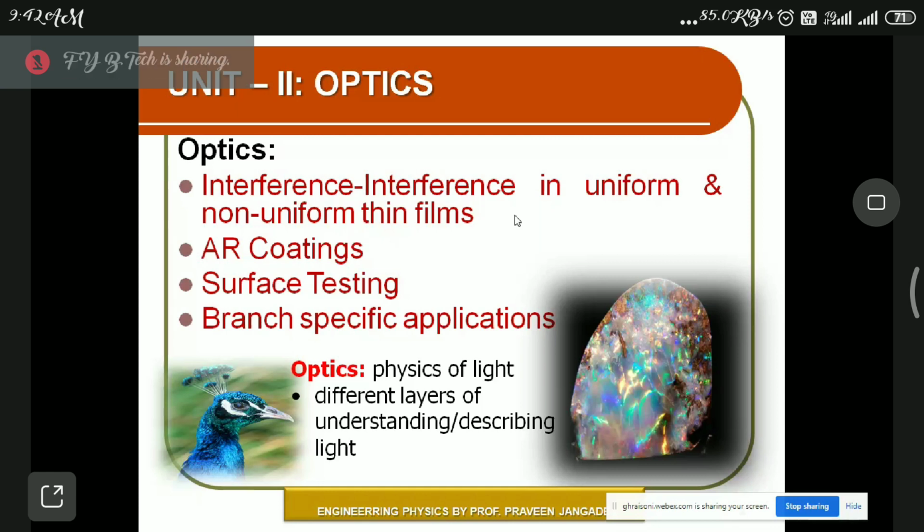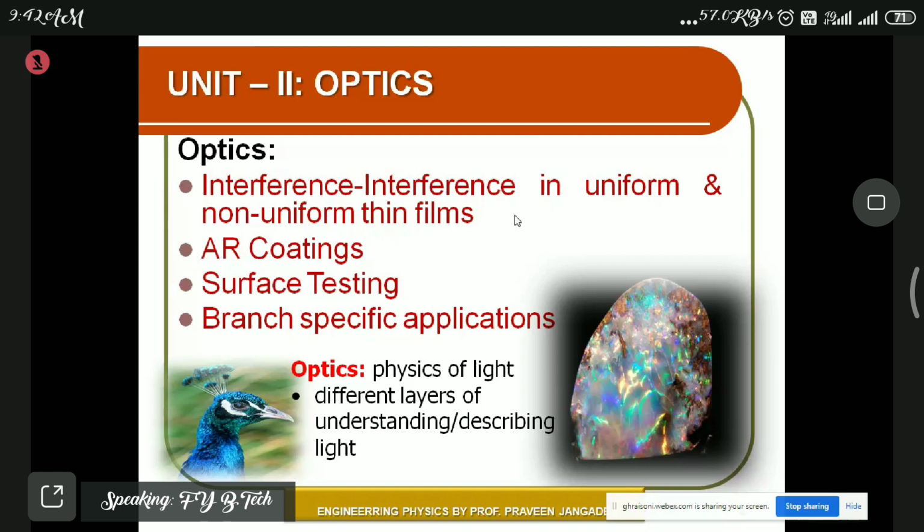Now you can see this slide, the two pictures: one is a peacock, another is a colorful balloon. It's not a balloon, it's a soap bubble. The peacock also has different colors that you can see. Wherever we talk about colorization, there are seven different colors. That may be because of interference, or it can be diffraction also. These things we can study under optics.